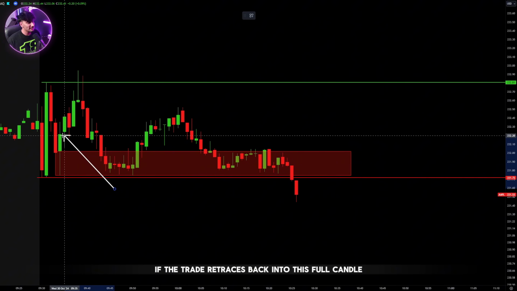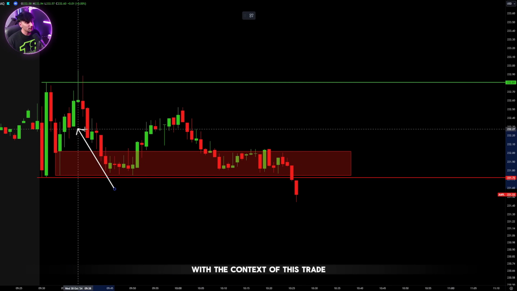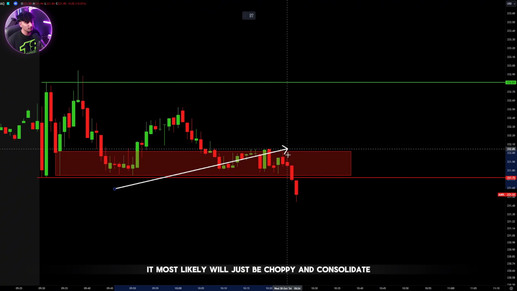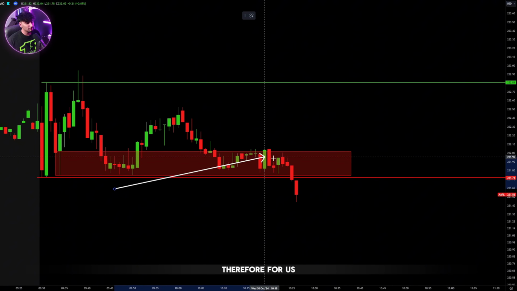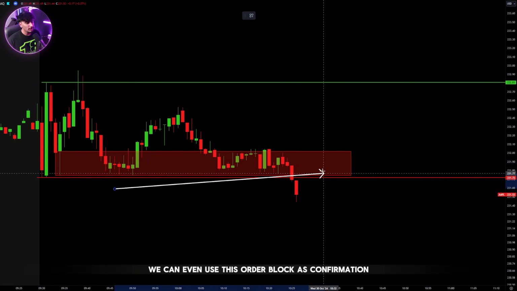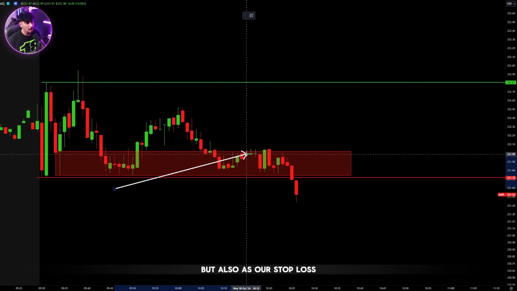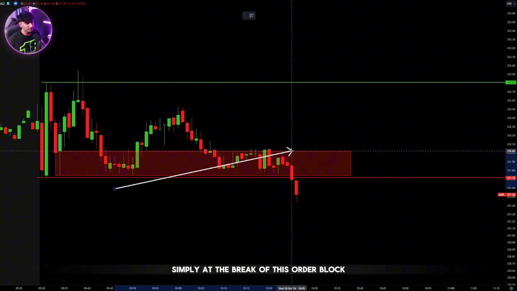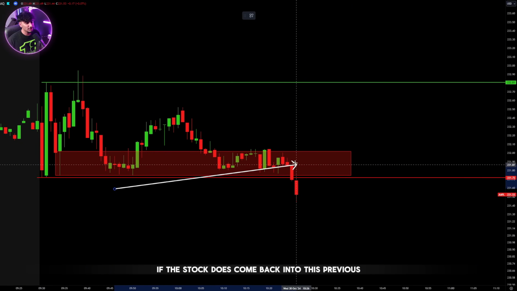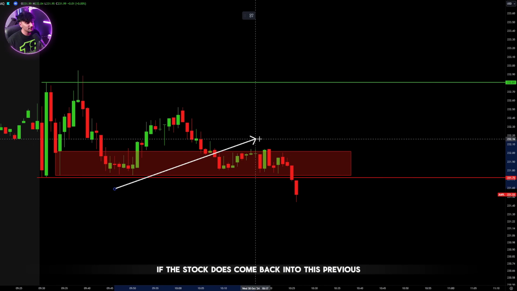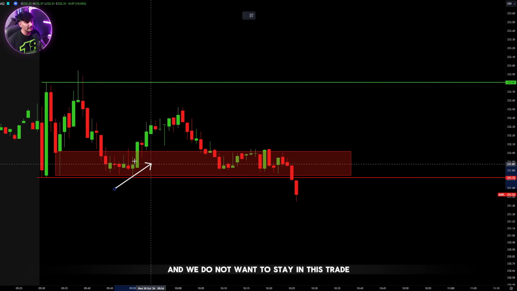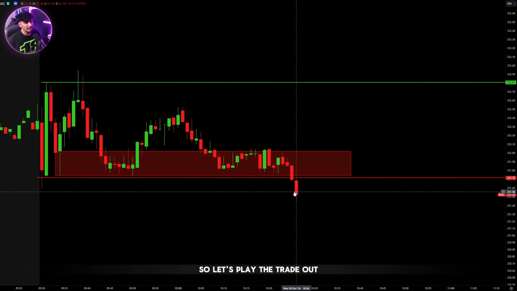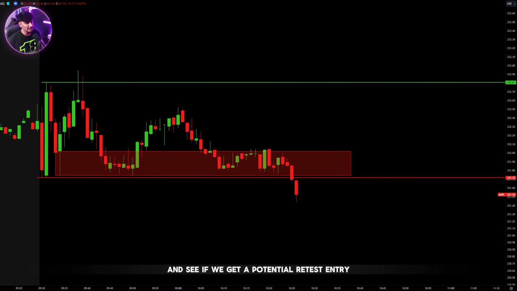If the trade retraces back into this full candle, with the context of this trade, it most likely will just be choppy and consolidate like it did previously over here. Therefore, for us, we can even use this order block as confirmation, but also as our stop loss. We're going to have our stop loss simply at the break of this order block. And this way, if the stock does come back into this previous 5-minute range, we know it's a little bit more consolidation and we do not want to stay in this trade. So let's play the trade out and see if we get a potential retest entry.